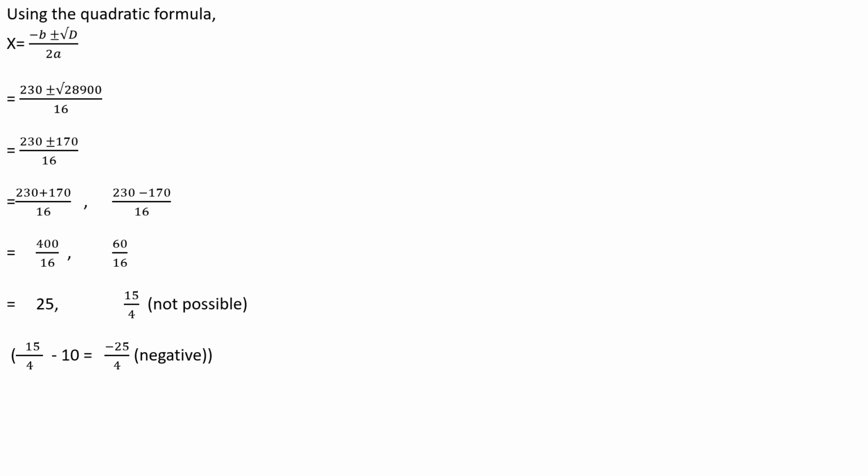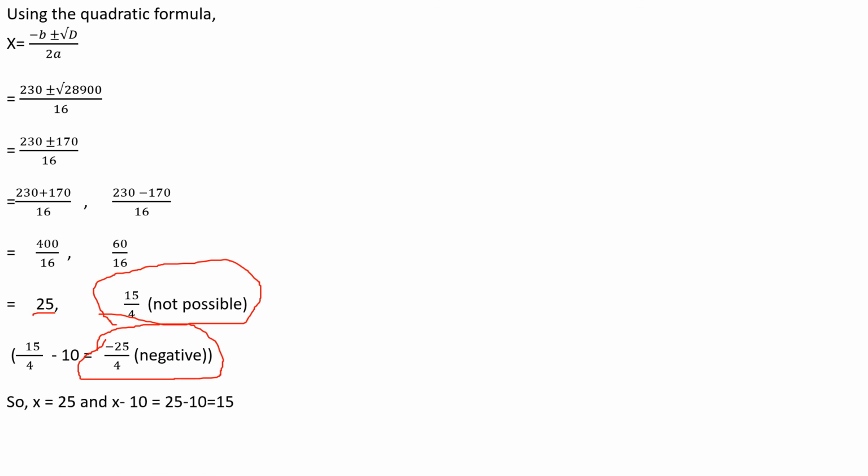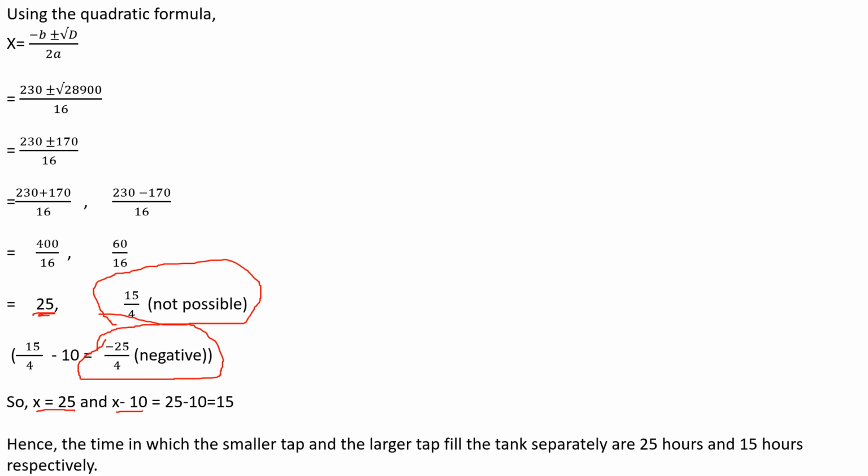Now this value is not possible. Why? Because when we subtract 10 for the larger tap, that is x minus 10, we get a negative value. So we can ignore this value, and finally we take x as 25. If x is equal to 25, then x minus 10 will be equal to 25 minus 10, which is 15. Therefore we can conclude that the time taken by the smaller tap and the larger tap to fill the tank separately is 25 hours and 15 hours respectively. Hope you understood this sum clearly.